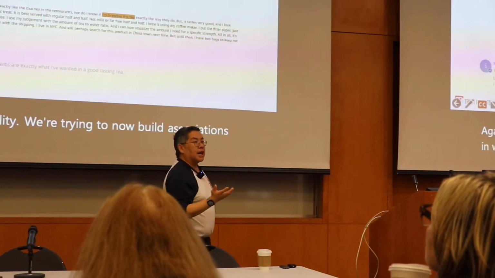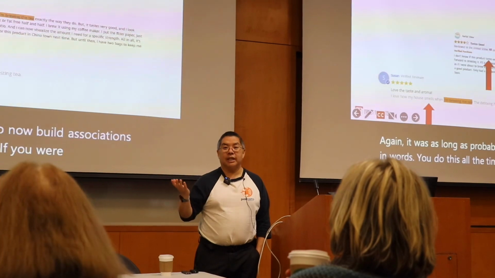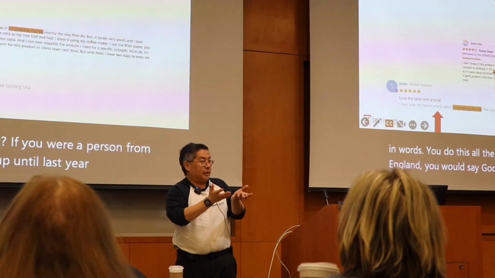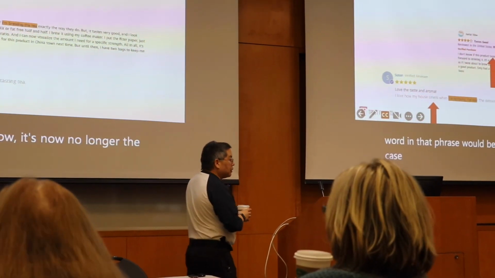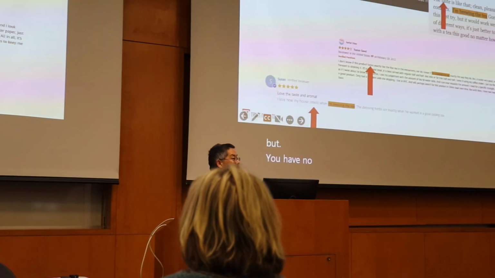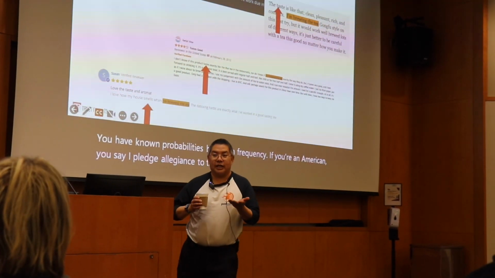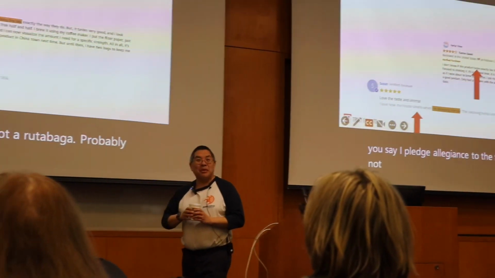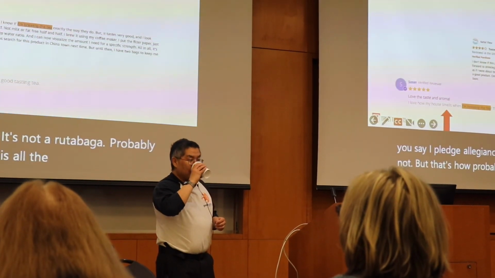You do this all the time naturally, right? If you were a person from England, you would say, God save the, and then up until last year, the last word in that phrase would be the Queen, right? Now it's no longer the case. But you have known probabilities based on frequency. If you're an American, you say, I pledge allegiance to the, right? It's not a rutabaga. Probably not. But that's how probability works. We do this all the time.